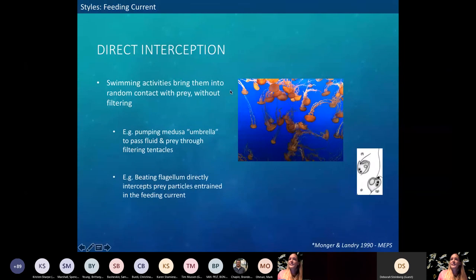And then we have direct interceptors. This is where the swimming activities bring them into random contact with the prey without filtering. I think a good way to visualize this is a medusa pumping water with their umbrella structure. And that pumping passes fluid past their filtering tentacles. And any prey in that fluid will come into contact with the tentacles and be captured and consumed. This also, I guess, happens in some flagellates. They generate a current with their flagellum.